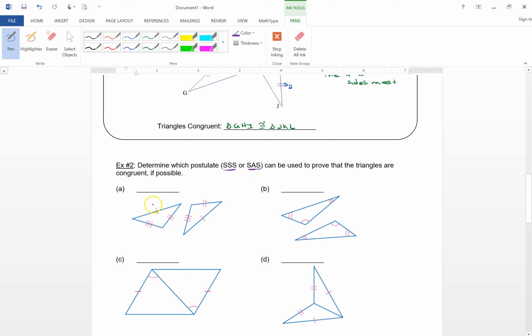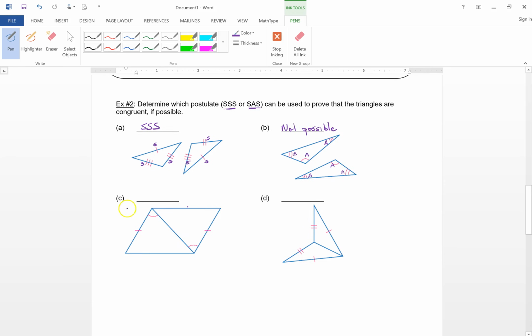All right, so in this case, we have one side congruent to another side, a second side congruent to a side here, a third side congruent to a third side here. So here we have side, side, side. These 2 are congruent by SSS. In this case, I have an angle congruent to an angle, a second angle congruent, and a third pair of angles congruent. But because this is neither SSS nor SAS, it's just AAA, which doesn't exist, we say it's not possible to say that the triangles are congruent.